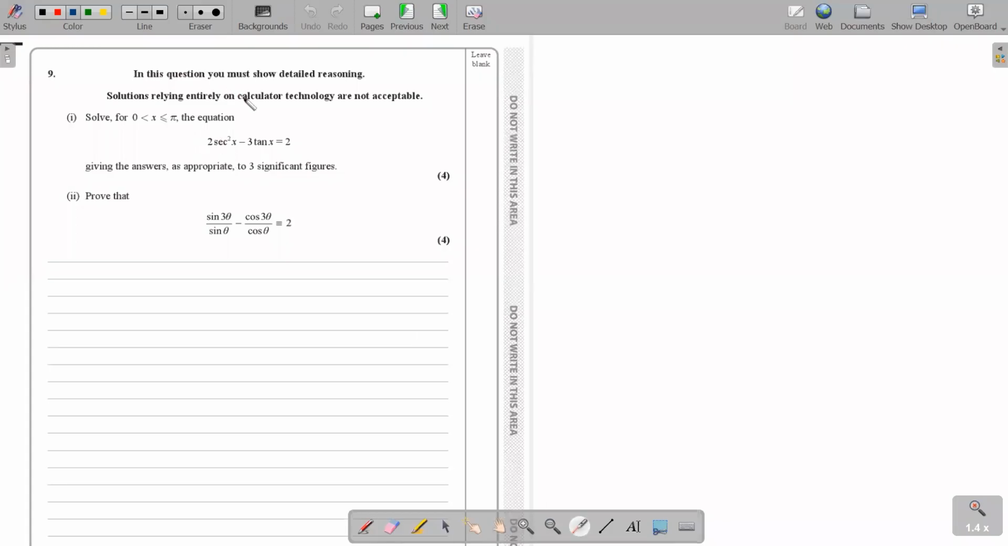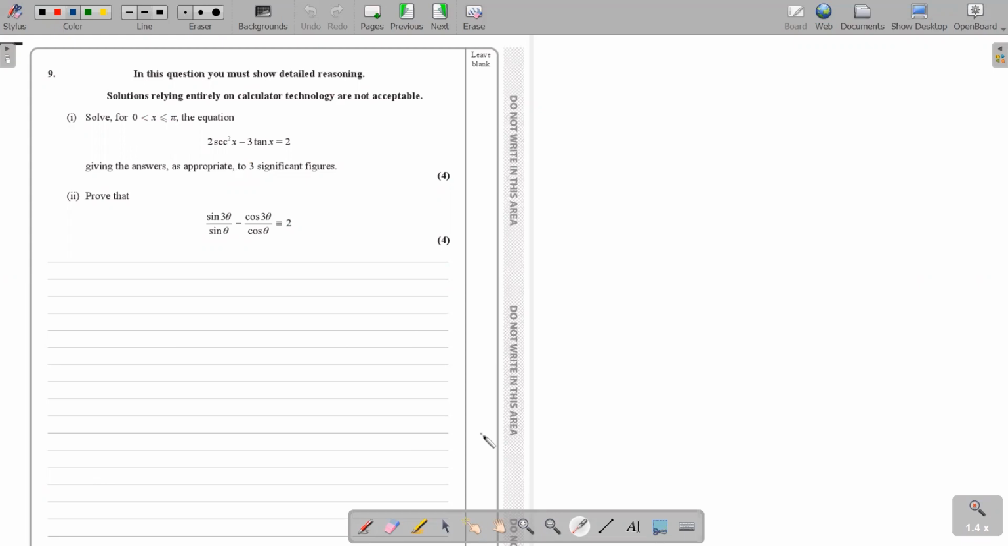Question number 9. In this question, you must show detailed reasoning. Solutions relying entirely on calculator technology are not acceptable. Okay, so let's do this one. Roman numeral 1: solve for x greater than 0, less than or equal to 5, the equation 2 sec square x minus 3 tan x equals 2.